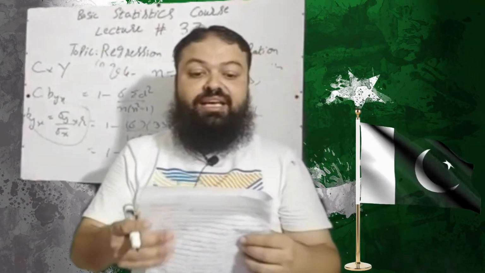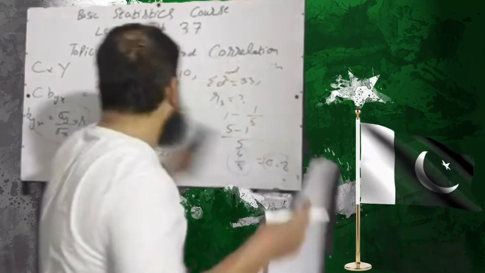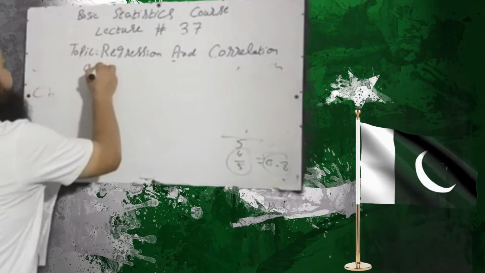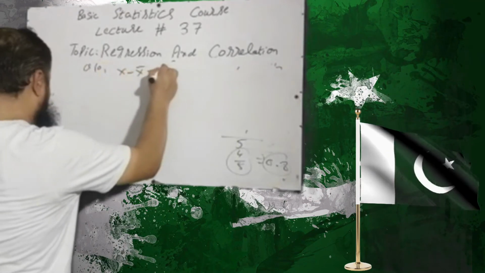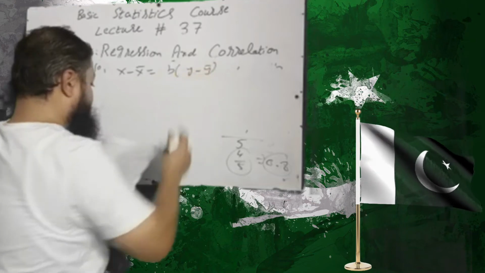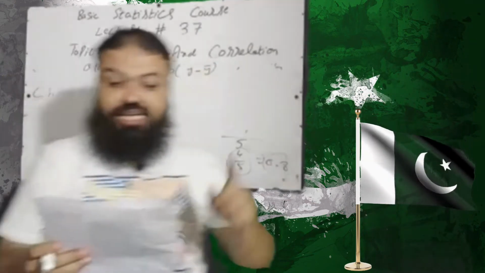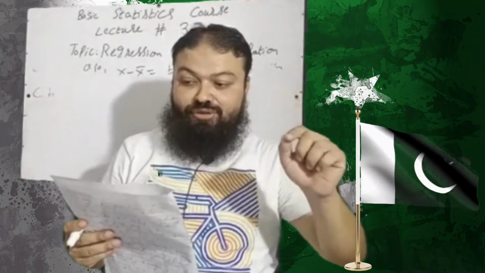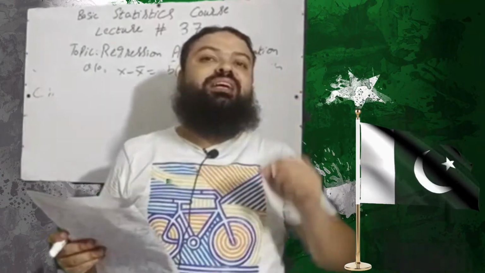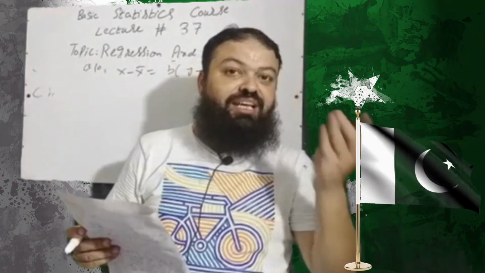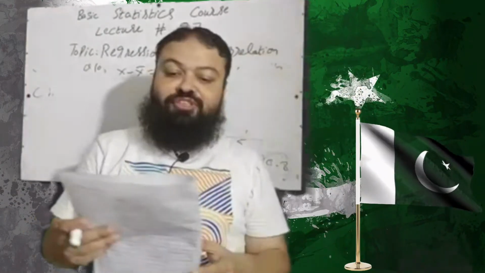Question number 10. x minus x bar is equal to b into y minus y bar, then b is called A. Correlation, incorrect, B. Slope, C. Regression coefficient, D. Both B and C. Yes, we know b is called slope as well as regression coefficient. It means B and C are correct options.